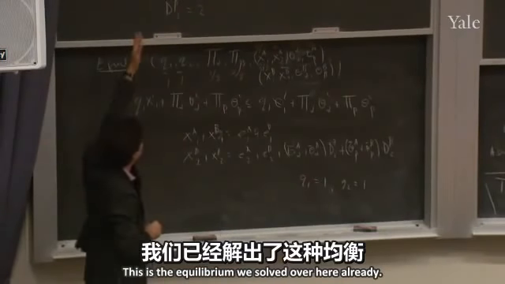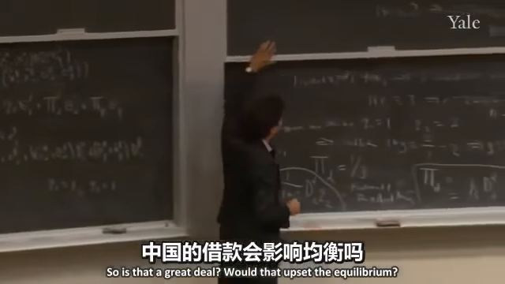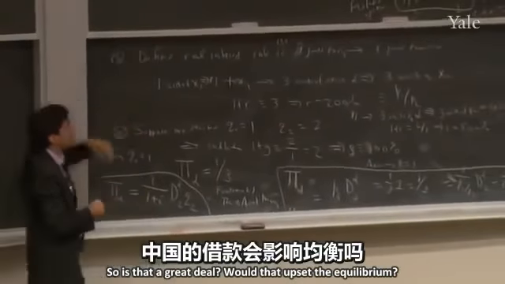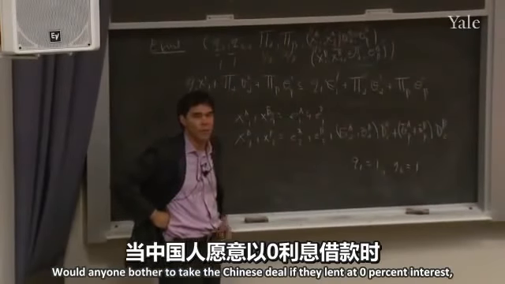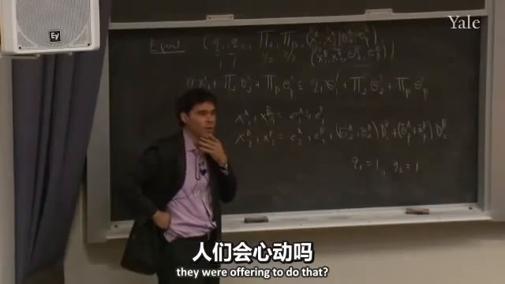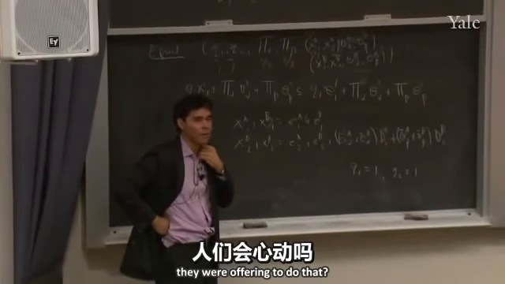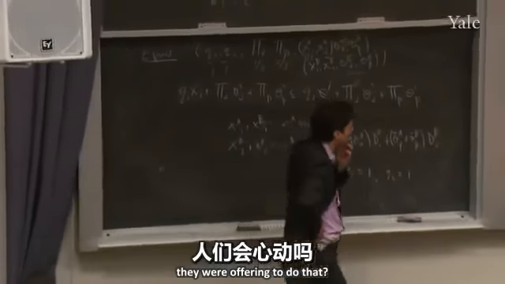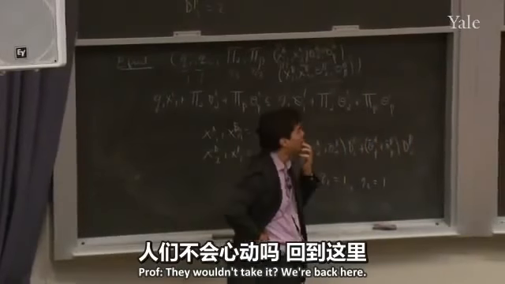This is the equilibrium we solved over here already. So is that a great deal? Would that upset the equilibrium? Would anyone bother to take the Chinese deal if they lent at 0% interest, if they were offering to do that? What? No, they wouldn't take it?